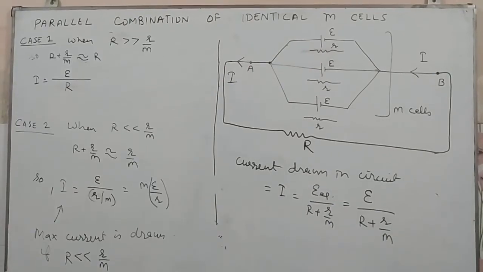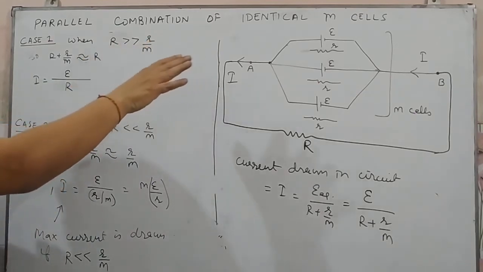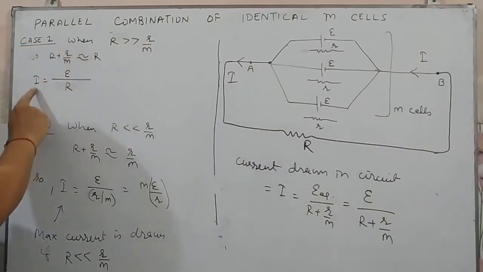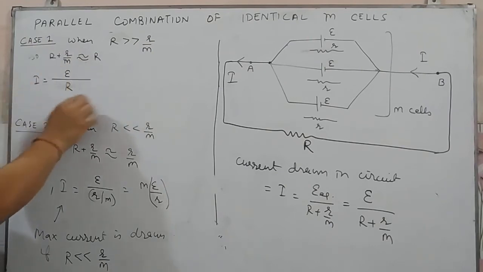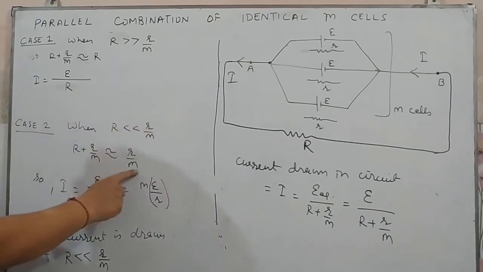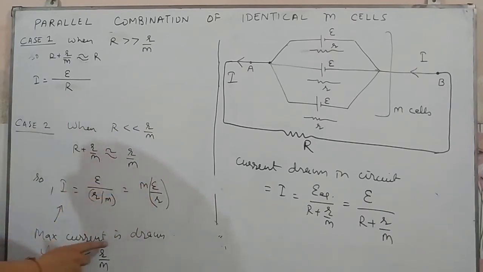Now see the two cases here. From that result we have obtained case 1 and case 2. In case 1, when R is very much greater than r by m, the equivalent parallel resistance, the denominator becomes equal to R, and current becomes equal to E upon R. But in case 2, when R is very much less than r by m, the denominator reduces to r by m. I equals E upon r by m. This is m into E by r. So you can see here, comparing the two currents, that maximum current is obtained when R is very much smaller than r by m. That is the second case. So note it down.